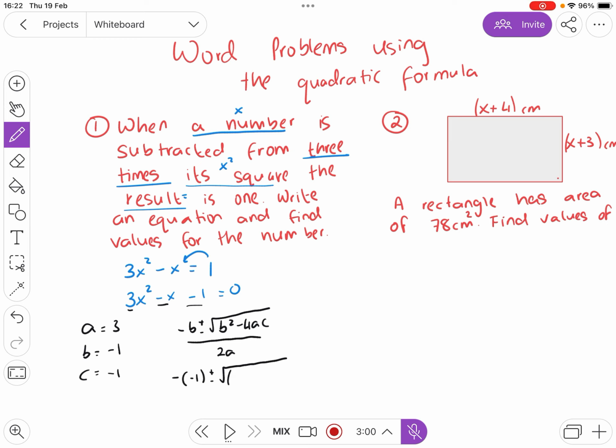And we do b again. B is minus 1 squared, minus 4, which is in the formula. A comes next, and when we're filling in, we put it in a bracket. A is 3. C comes next, and it's minus 1. And we put that over 2 times a, which is 2 times 3. So we're going to put this into the calculator now, and we're going to write it as a plus, and we're going to write it as a minus.